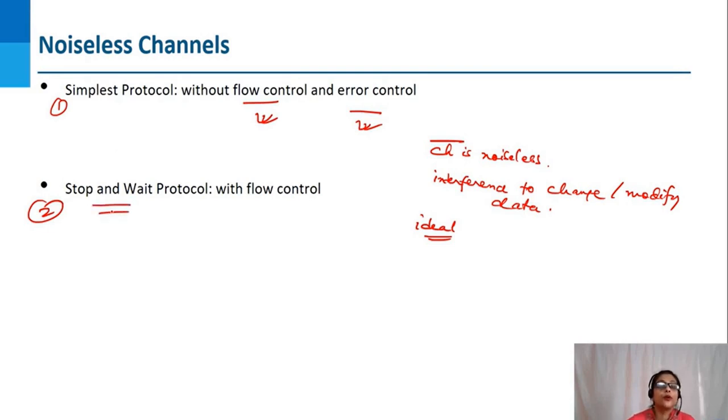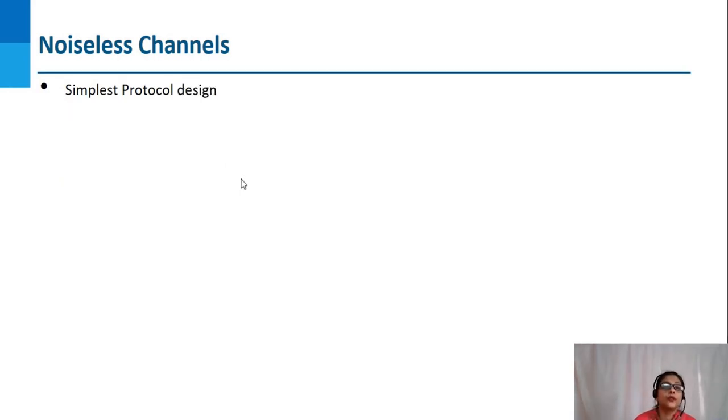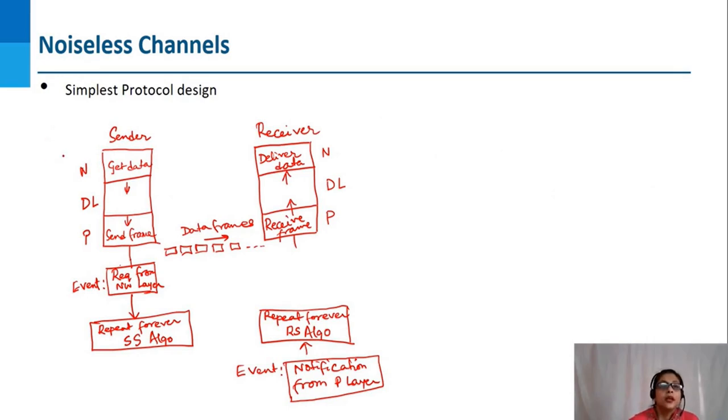The second one is a bit sophisticated as compared to the simplest protocol, and this is called stop and wait protocol. This has the flow control mechanism, but without any error control. So let us look at the simplest protocol design. Here this is the flow diagram of the simplest protocol design.